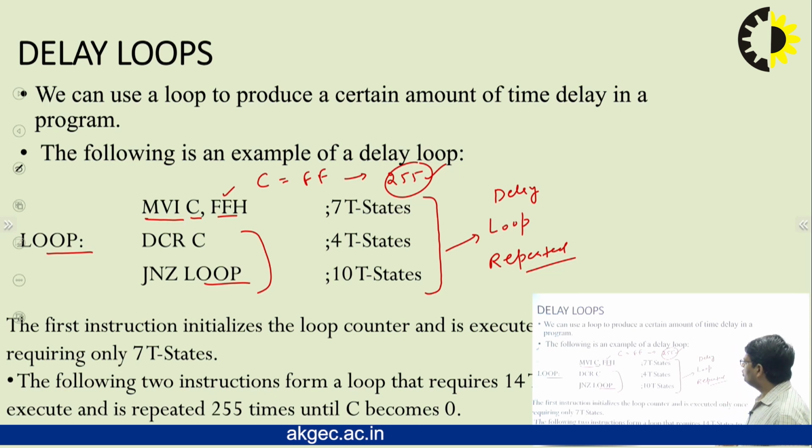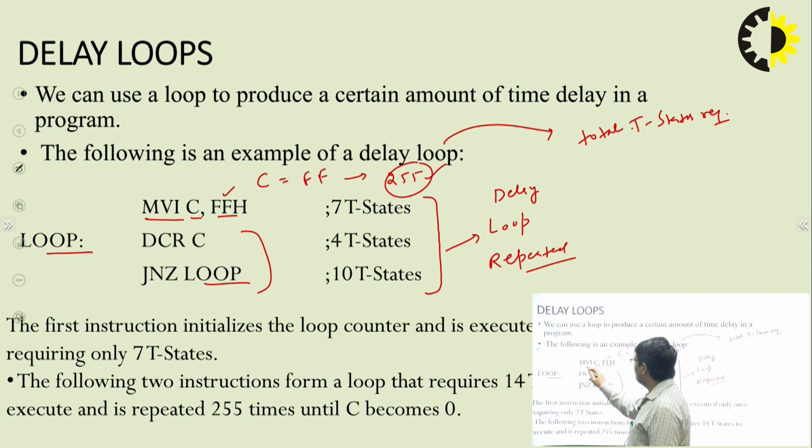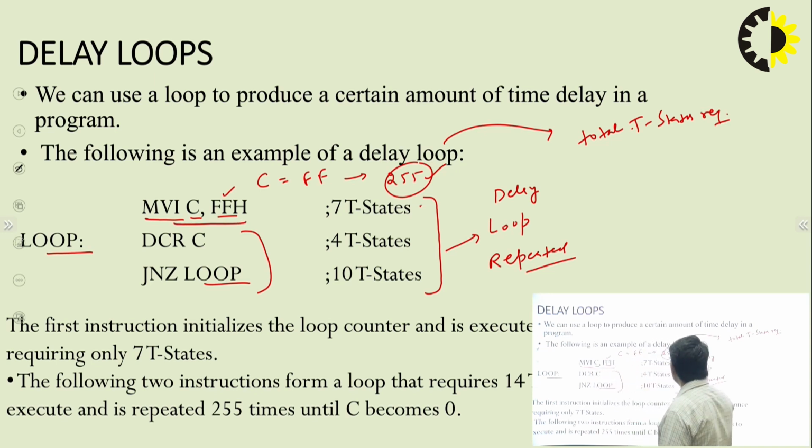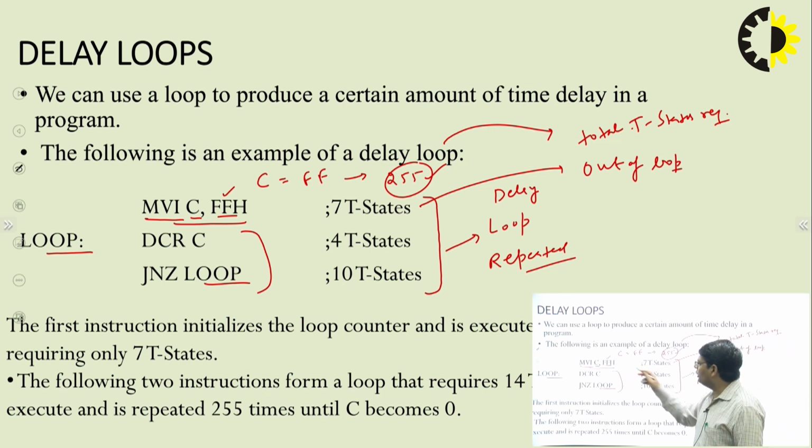We can see that. So basically for the delay loop concept, as we have seen in the previous slide, we have to compute the total number of T states required. So as we can see that this MVI instruction is out of loop. This first instruction is not part of loop, so this will be executed only once. So the number of T states for this first instruction will be only 7 T states.